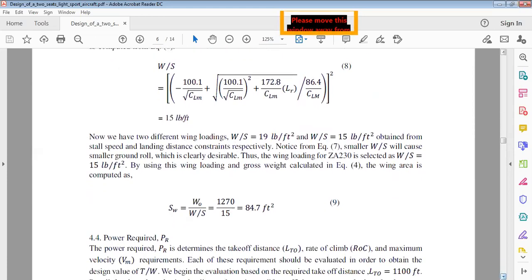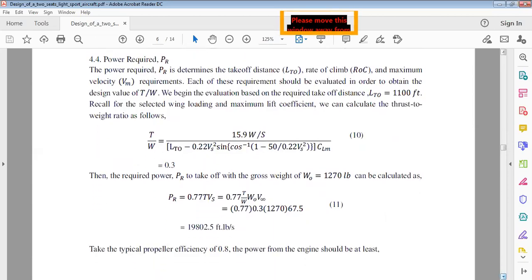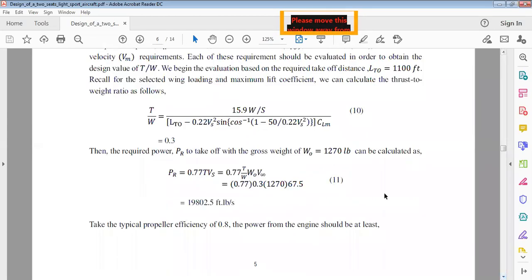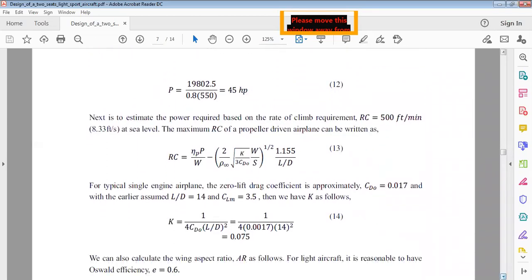Fine. And W naught by W by S, and power required, W by W, and 15.9 W by S, and takeoff distance 0.222 v square, v square sine of cos inverse of 1 minus 50 divided by 0.22 into v square CL max. Then the required power is takeoff with a gross weight W naught of 1270 lb, calculated as this. This is the required power, 19,802.5 feet lb per second. A typical propeller efficiency is given as 0.8. The power of the engine should be at least 19802.5 divided by 550 into eta p.